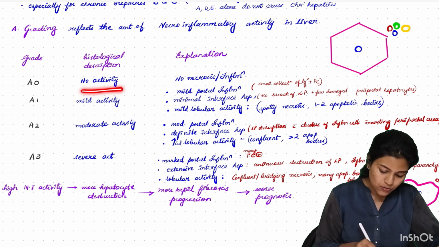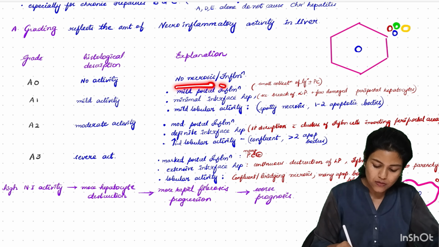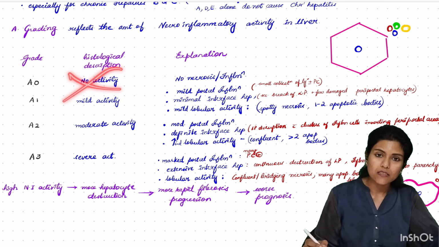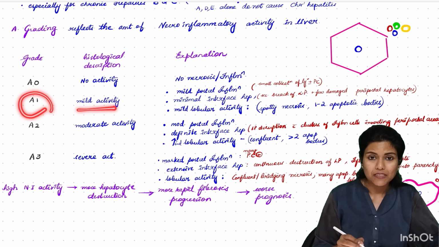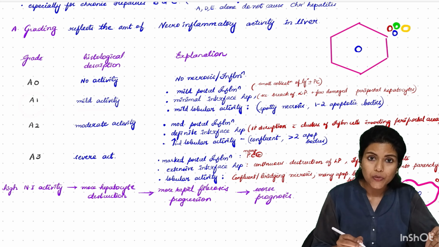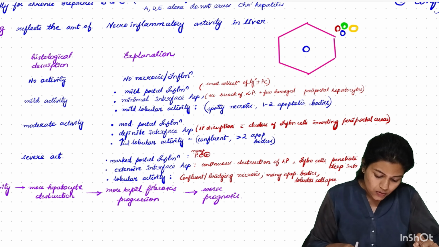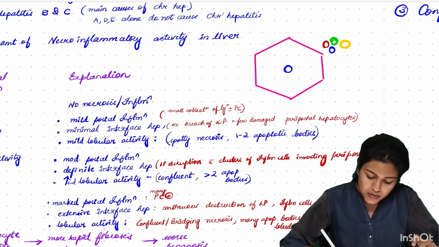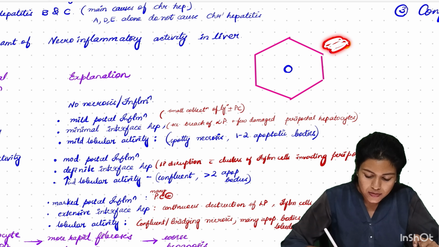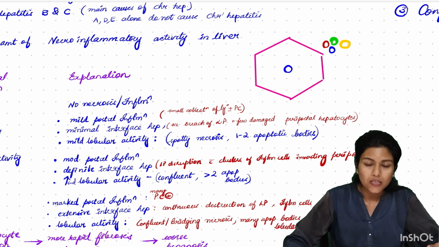A0, 0 means there's no activity at all. There's no necrosis, no inflammation. There's nothing, no activity occurring. A1 is mild activity. There's mild activity of necrosis, inflammation. So what are the components that you see here? Portal inflammation. As I have discussed earlier, the inflammation in and around this portal triad is portal inflammation.